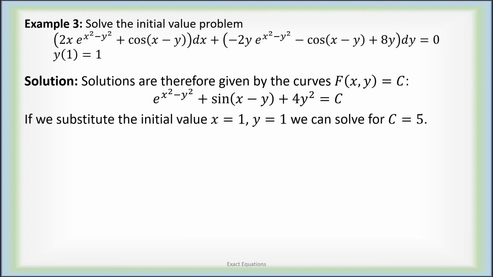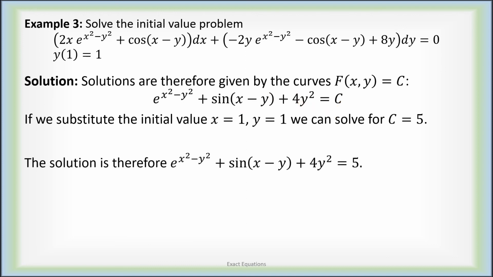We have to take care of our initial value problem, however. When x is 1, we're supposed to get out y is 1. So plug in x and y both equal to 1. You'll end up with e to the 0, that's a 1, plus the sine of 0, that's a 0, plus 4, equals C, so C is 5. Therefore, the solution to our differential equation is given by e to the x squared minus y squared plus the sine of x minus y plus 4y squared equals 5.